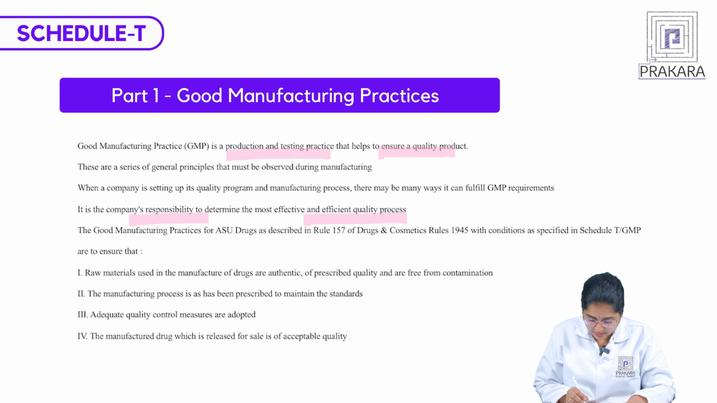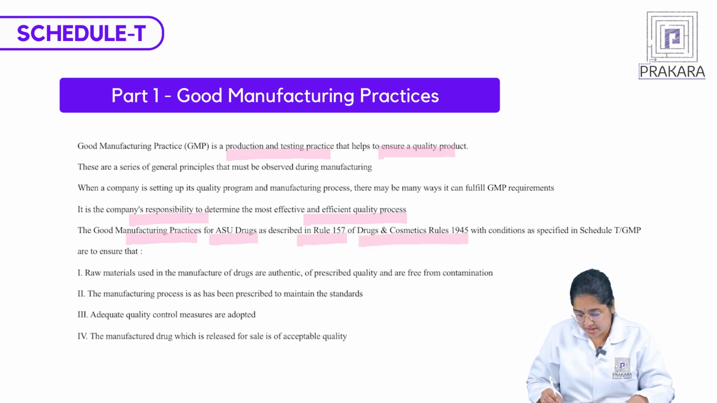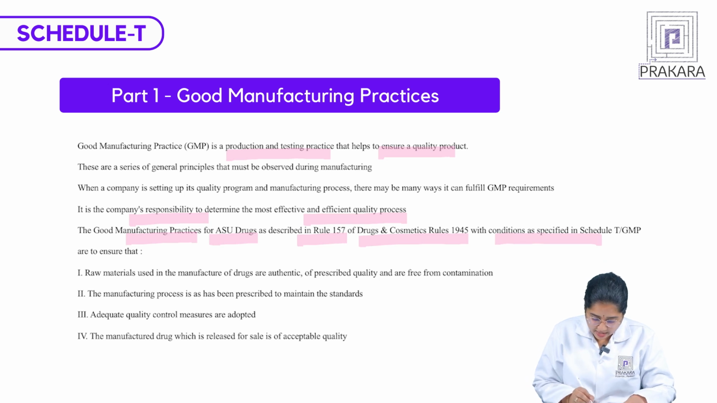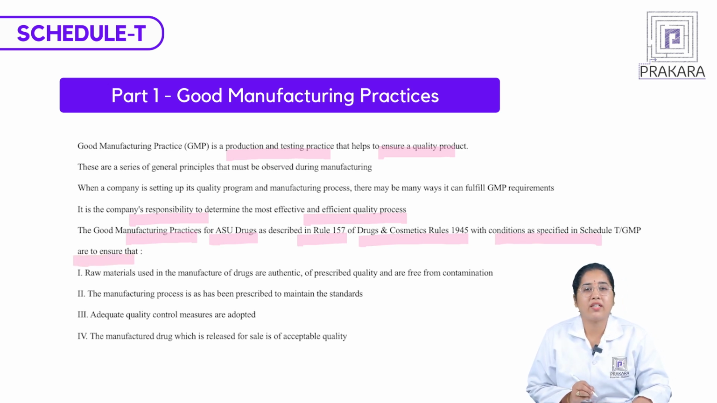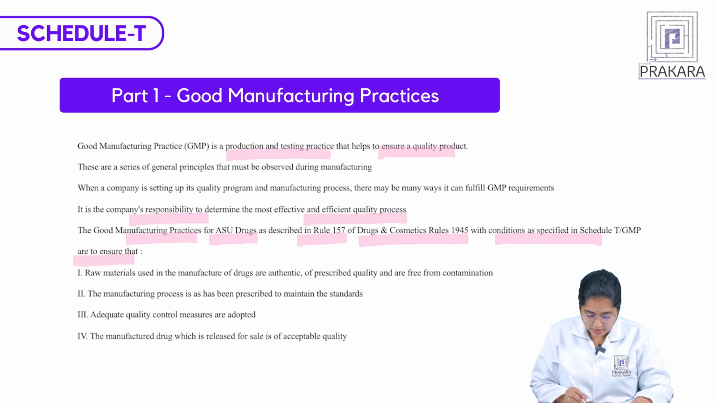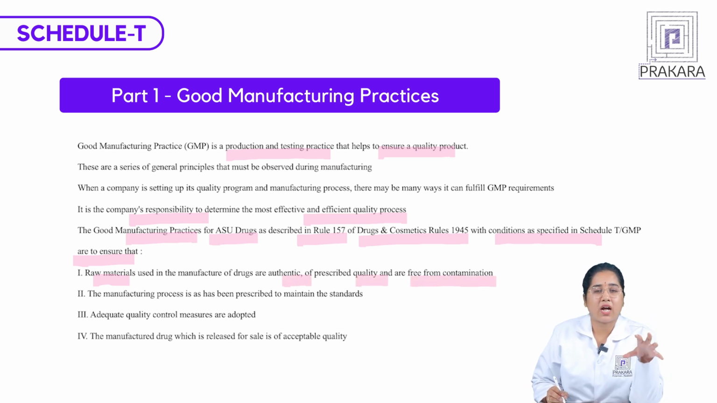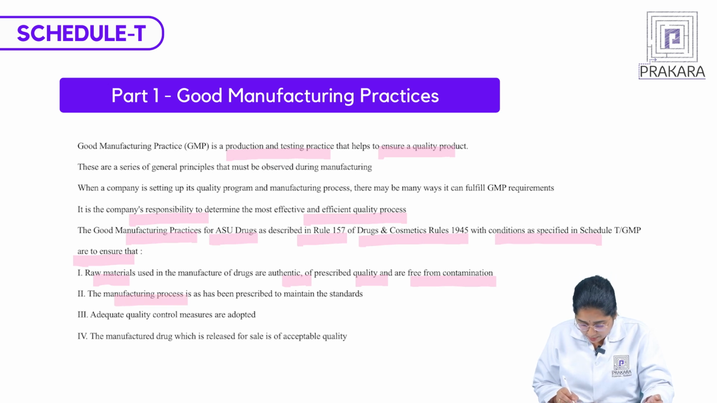The good manufacturing practices for ASU drugs, Ayurveda, Siddha and Unani drugs, are described in Rule 157 of the Drugs and Cosmetics Rules 1945, whose conditions are specified in Schedule T. GMPs are given to ensure that the raw materials used in the manufacturing of these medicines are authentic, of prescribed quality and free from any contaminants. So whatever starting raw materials we are taking must be free of contaminants, and the manufacturing process is prescribed to maintain the standards.